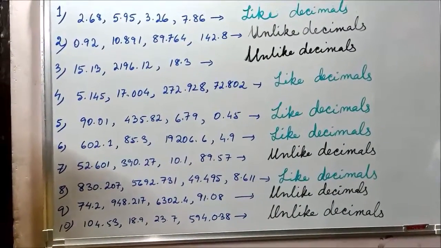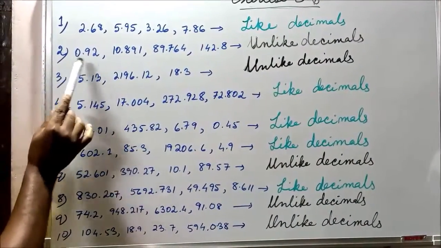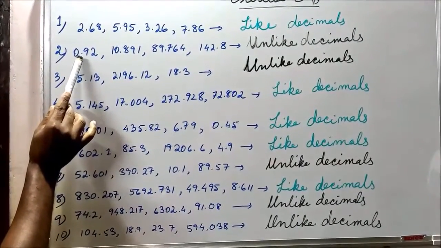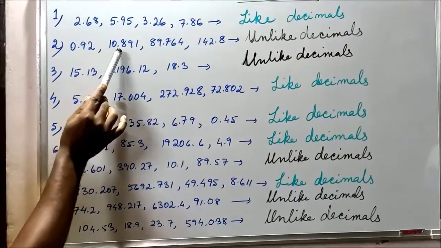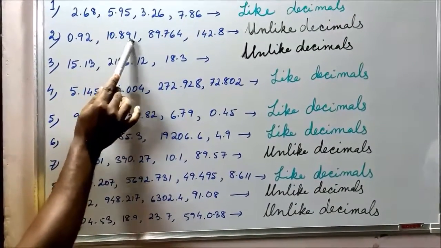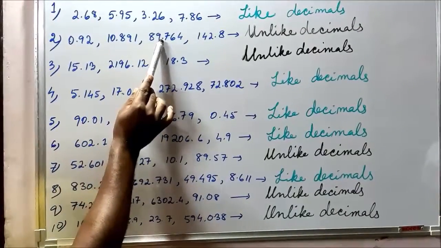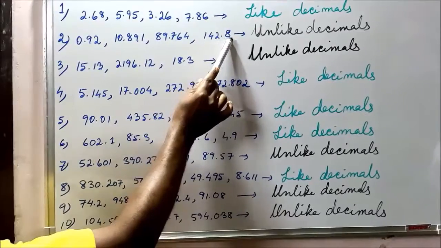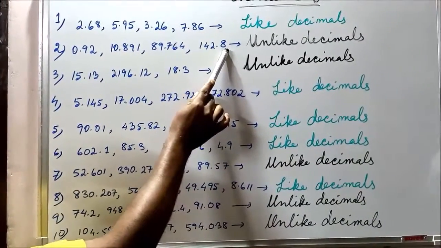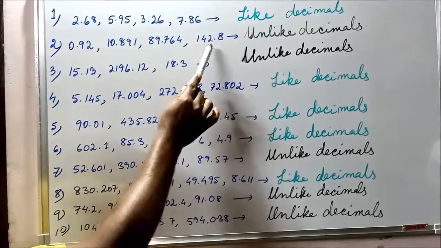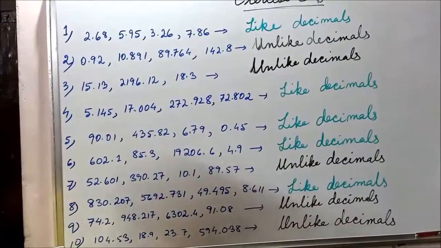Now, what are unlike decimals? Let's see question number 2, the decimal part. Here we have 0.92, here 0.891. That means here two decimal places, here three decimal places. Again, here we have 0.764, three decimal places, and here 0.8, one place. So all are having different decimal places, so they are called unlike decimals.